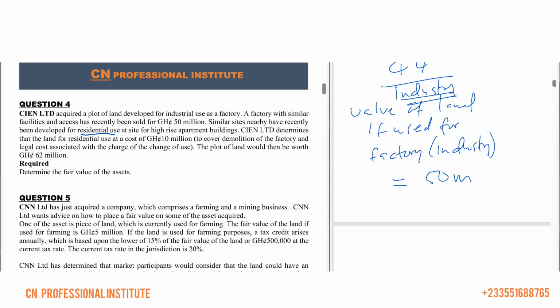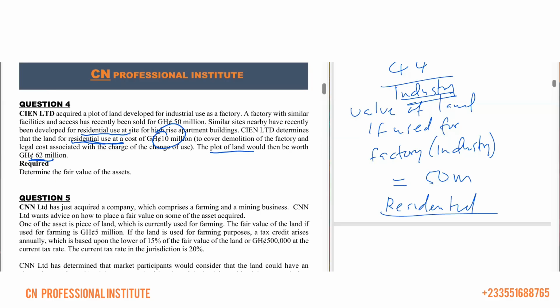Okay, so we can also use it for what? For residential purposes, meaning we can put up buildings and so on. So for residential purpose, they said that if it's for residential purpose, the value of the land will be worth 62 million. But we will incur 10 million cost, and that's demolition.